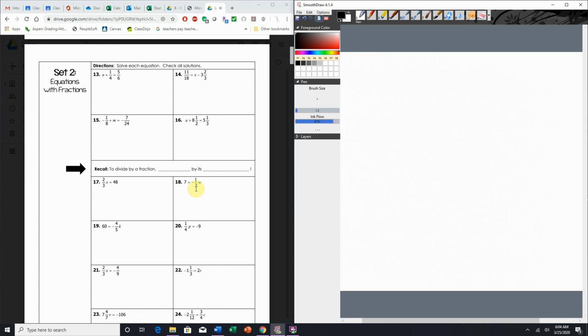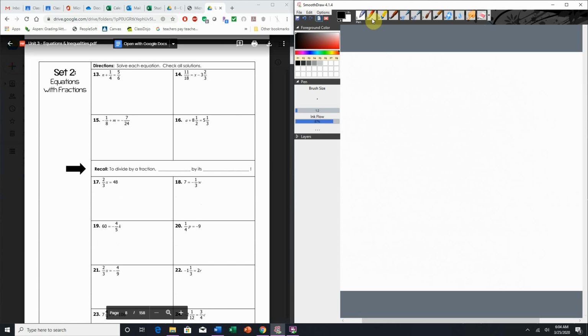All right, so we're going to jump right into number 13. So let me go ahead and grab my pen here. So number 13 says n plus 1/4 equals 5/6.